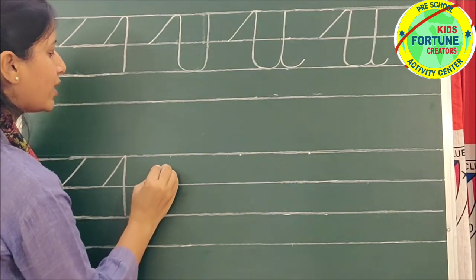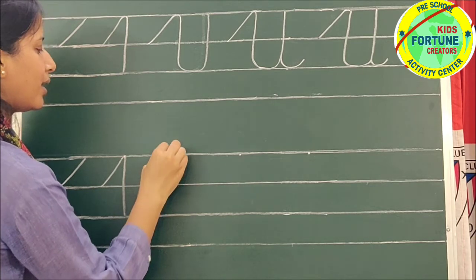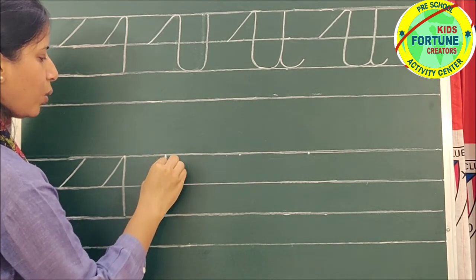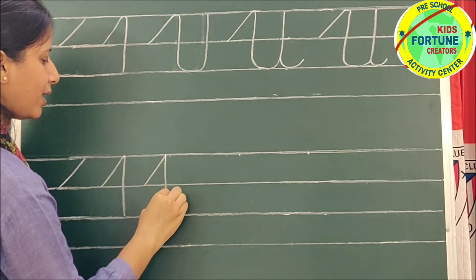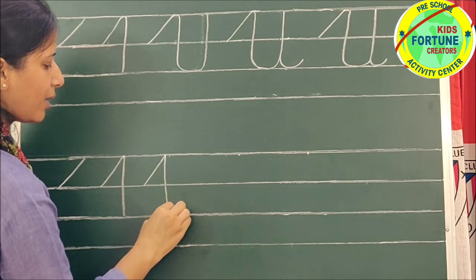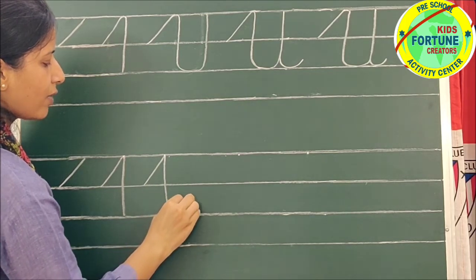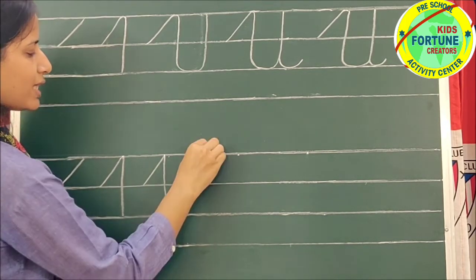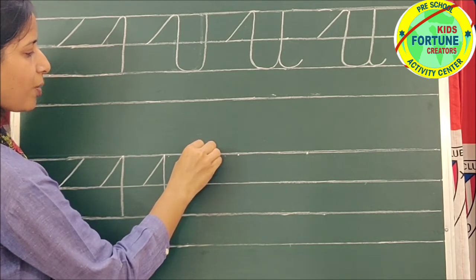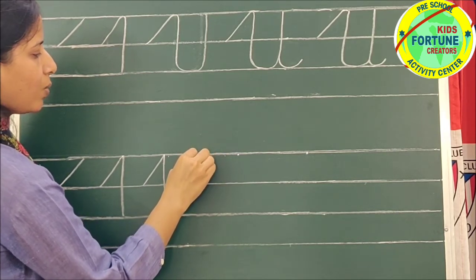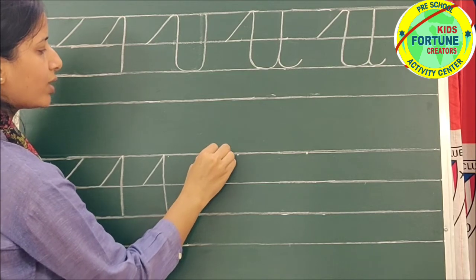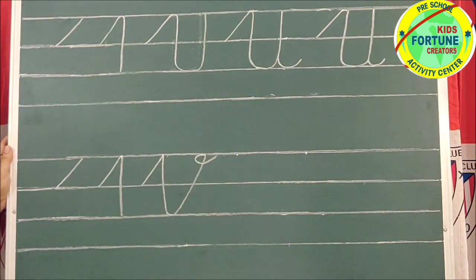Go up with slant line. Now come down with a standing line till third line. Make a small curve and go up with slant line till top line. Make a loop and come out with a tail. This is V.